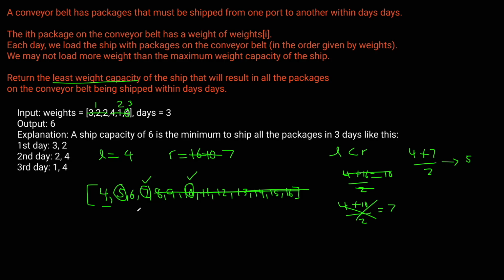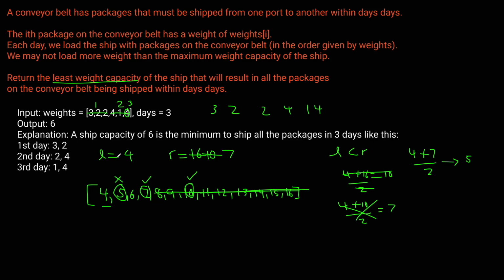Let me redraw this. So we have 3, 2, 2, 4, 1, 4. Can we ship it with 5? Well, we could ship this in 1 day because that's 5. This is going to be 6 here, so we can't do it. So we have to ship the 2 separately. It takes its own day. We could ship this because it's 5, so that would take another day. And then this would take its own day. So this would take 4 days. Obviously 4 is greater than our allowed allotment of 3, so we can't ship it there. So that means 5 is not a viable solution.